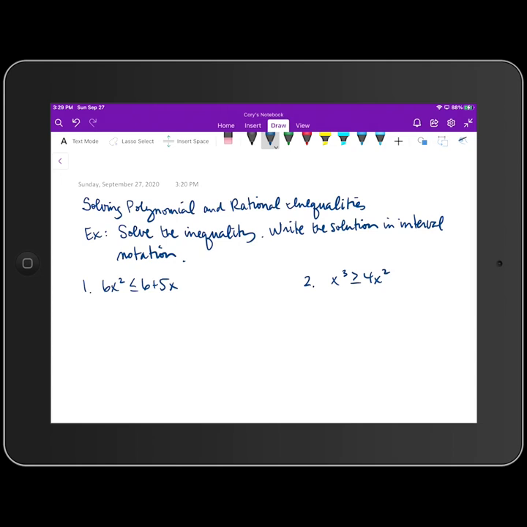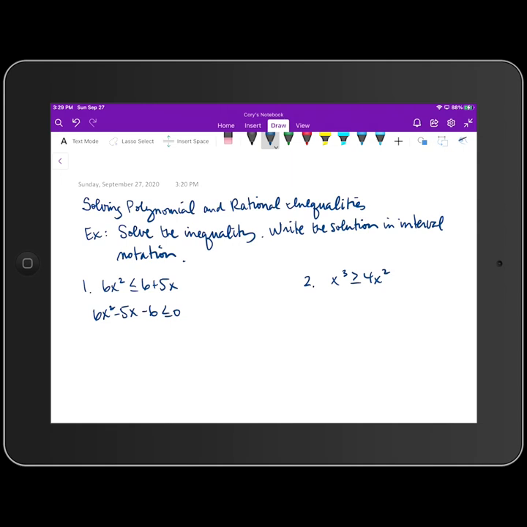So anytime we are solving a polynomial or rational inequality, our goal is to get everything moved to one side where we are comparing an expression to the numeric value 0. Okay, so I like having my squared term be positive, so I'm going to move 6 and 5x to the left-hand side by subtracting, and then I'm going to write the terms in descending order. So we get 6x squared minus 5x minus 6, and we want to find where that is less than or equal to 0.